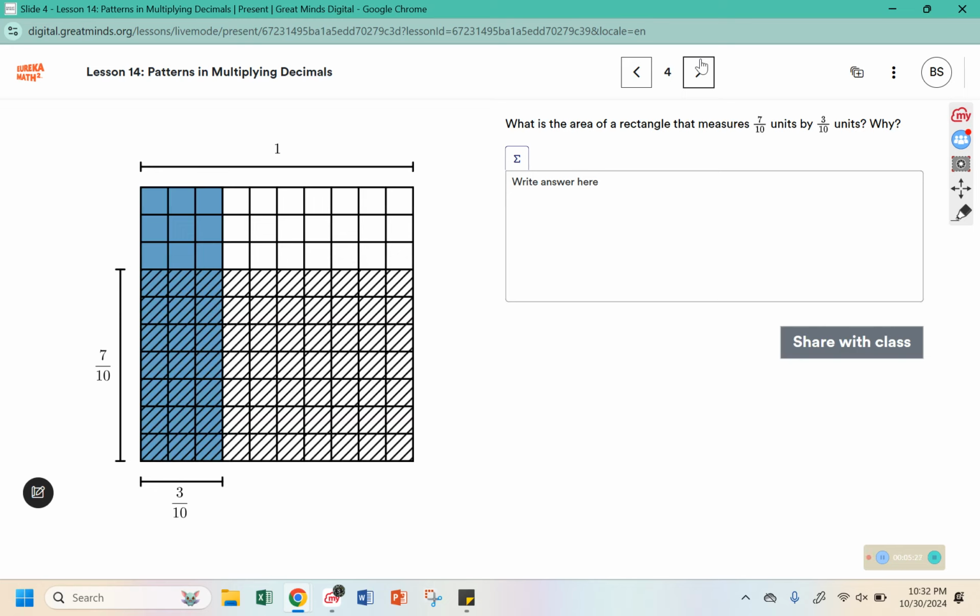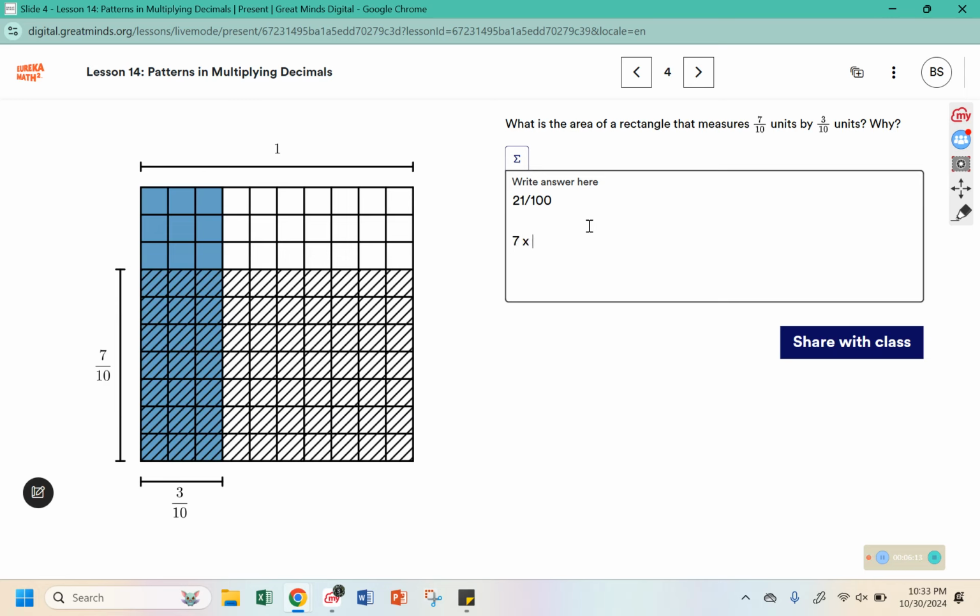What is the area of the rectangle that measures 7/10 units by 3/10 units? Why? So here I have one whole, and this would be 1 as well. It's 10 tall. So each of these boxes represents a tenth. So here I have 1, 2, 3, up to 21 of them that are double shaded or double covered. And this is a 10 by 10, so there's 100 boxes total. So it is 21 out of 100 boxes.